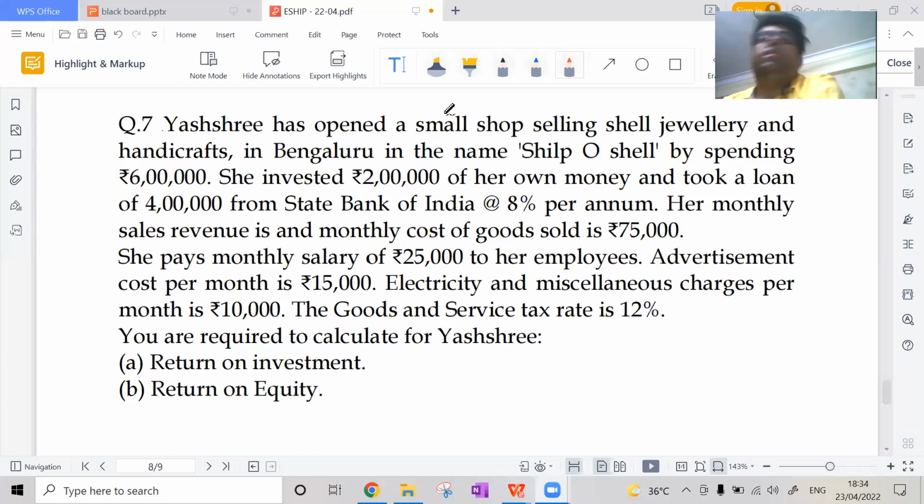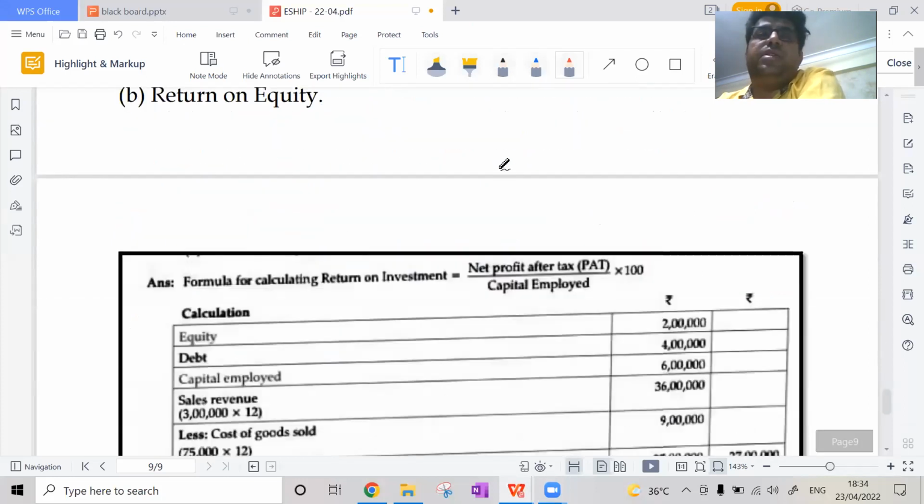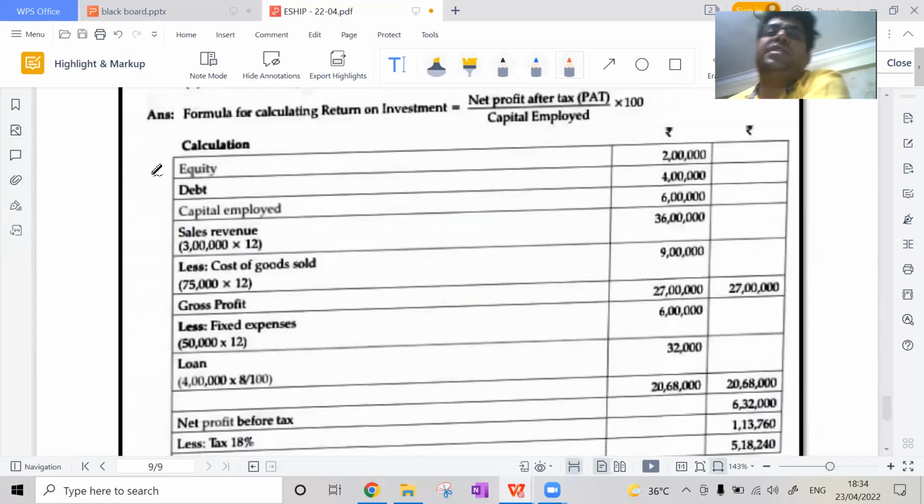Okay, if anyone has doubt. Now, here Rashi opened a small shop, and here they are given by spending 6 lakh. She invested 2 lakh of her own, so that will be equity. Loan will be 4 lakh. Again, loan amount is 8% interest rate. Her monthly sales revenue and monthly cost of goods sold is 75,000. Maybe in the answer they have given the sales revenue. Here monthly sales revenue was 3 lakh. Kindly correct. Monthly sales revenue is 3 lakh.